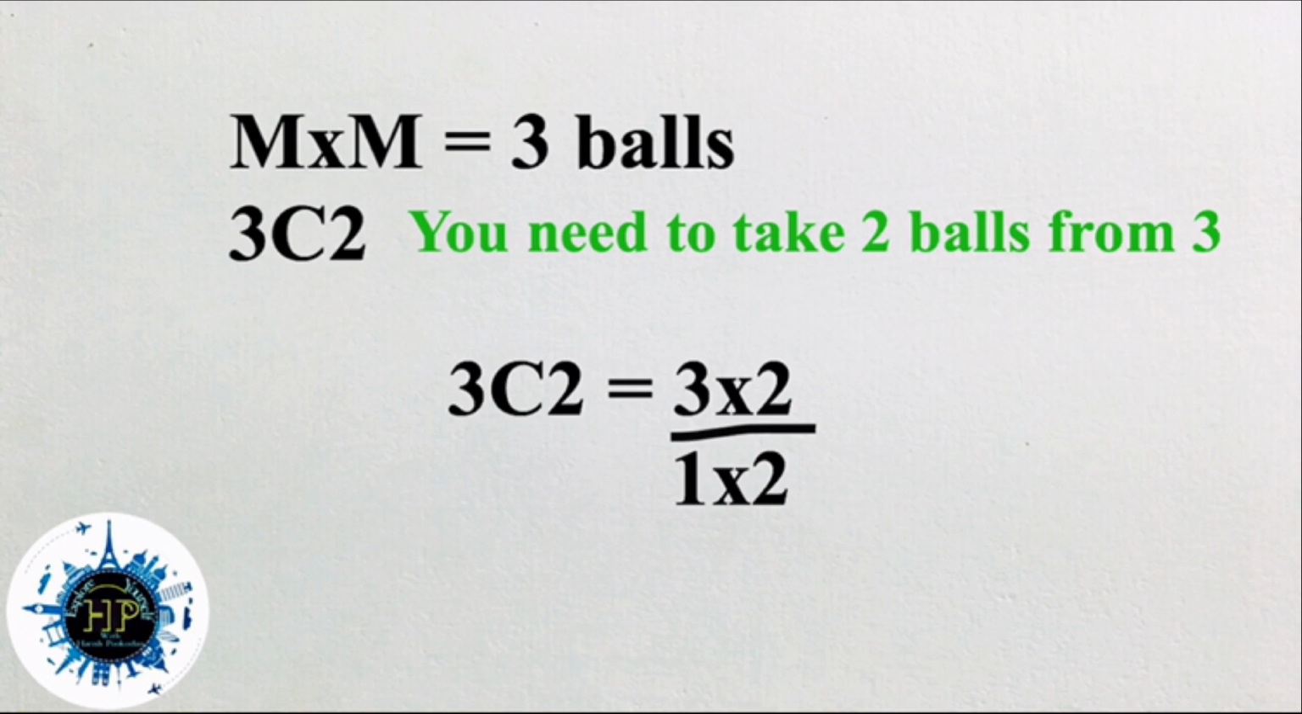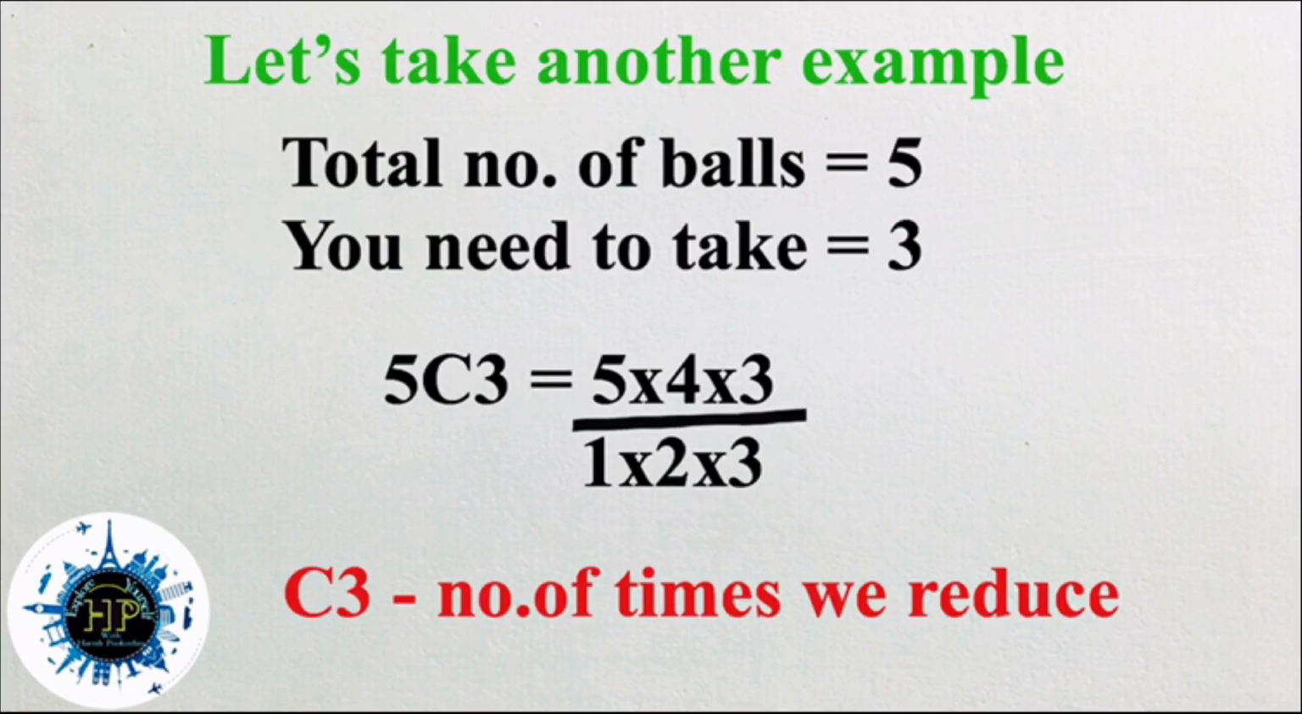So let us write another example. The total number of balls is 5. That is, 5 balls are there, and you need to take 3 balls. So how will you write it? 5 is the total number of balls, so 5 C, then how many balls do you need to take? 3. That is 5C3, which is equal to 5 into 4 into 3 divided by 1 into 2 into 3. So C3 is the number of times we reduce. So the formula is 5C3 equals 5 into 4 into 3 divided by 1 into 2 into 3.